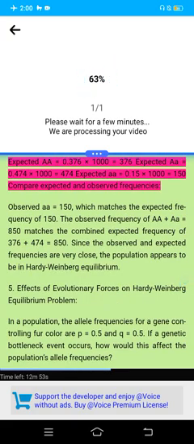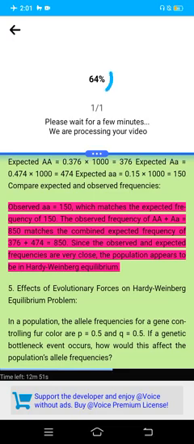Expected equals 0.376 times 1000 equals 376. Expected equals 0.474 times 1000 equals 474. Expected equals 0.15 times 1000 equals 150. Compare expected and observed frequencies. Observed equals 150, which matches the expected frequency of 150. The observed frequency of A plus A equals 850 matches the combined expected frequency of 376 plus 474 equals 850. Since the observed and expected frequencies are very close, the population appears to be in Hardy-Weinberg equilibrium.